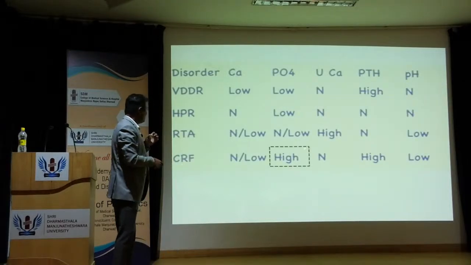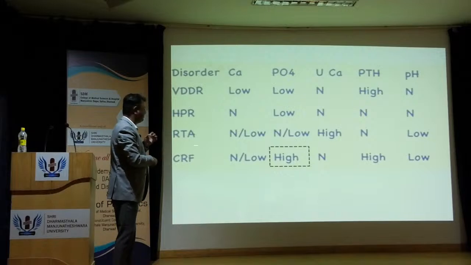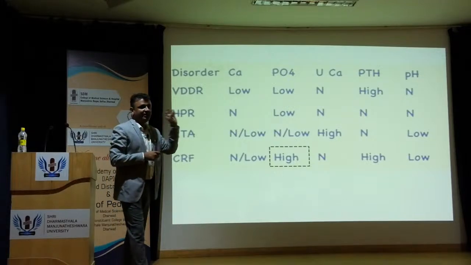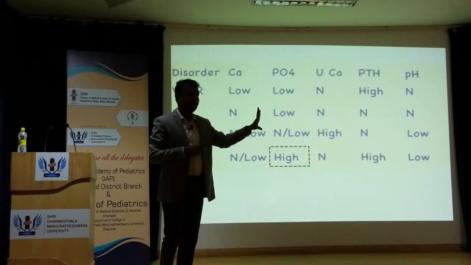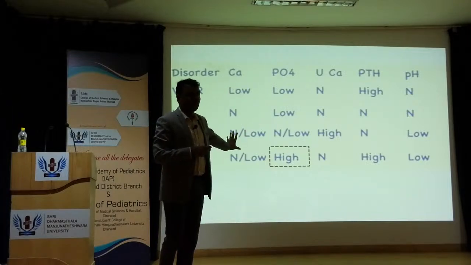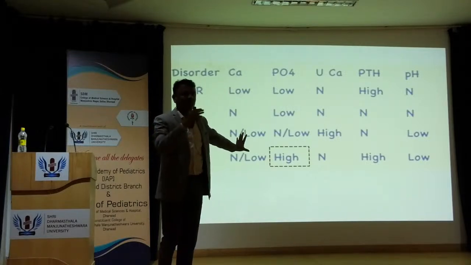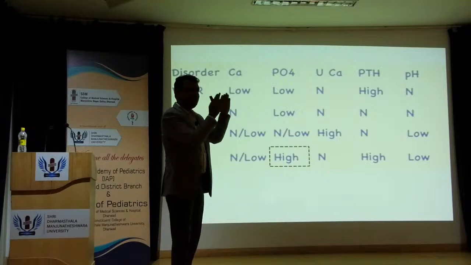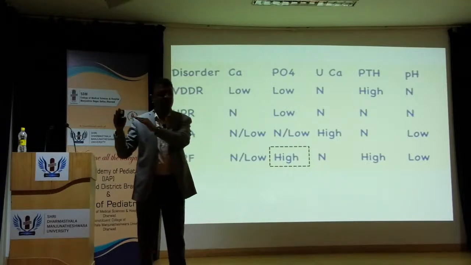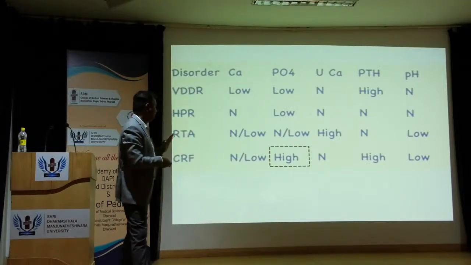If phosphate is high, only in this case, a child comes with rickets with a high phosphate value. Where does that happen? Only in chronic renal failure. Why? Because phosphate is excreted from where? It is excreted from the kidney, and the kidney is not working. So rickets, osteodystrophy with high phosphorus is invariably renal failure.